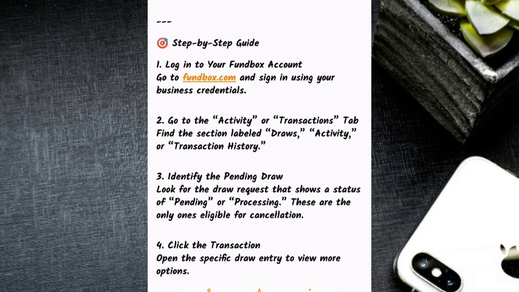And once you click on that, next step is going to be to identify the pending draw. Go ahead and look for the draw request that shows a status of pending or processing. These are the only eligible ones for cancellation. Next, click that transaction. So go ahead and open the specific draw entry to view more options.